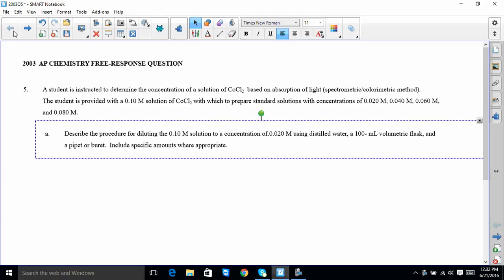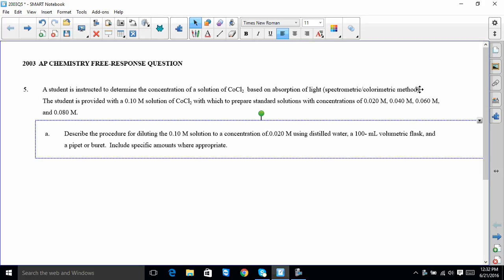2003 AP Free Response question 5. A student is instructed to determine the concentration of a solution of CoCl2 based on the absorption of light. And this is a spectrometric or colorimetric method.